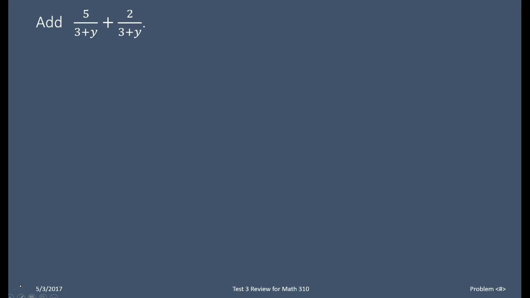In this problem, we already have a common denominator of 3 plus y, so we can simply add the numerators. 5 plus 2 gives us 7 over 3 plus y, and we're done.